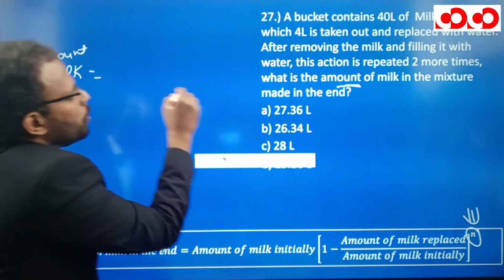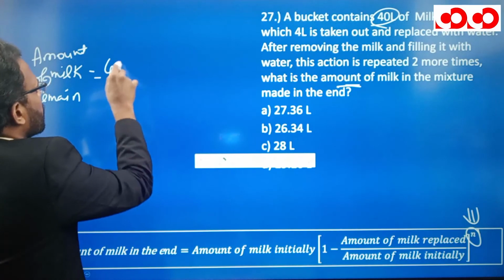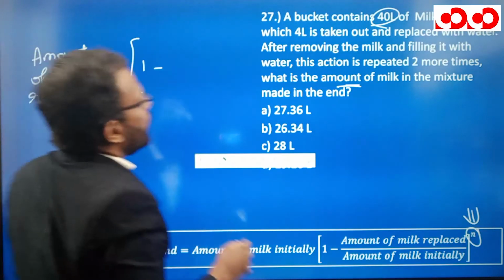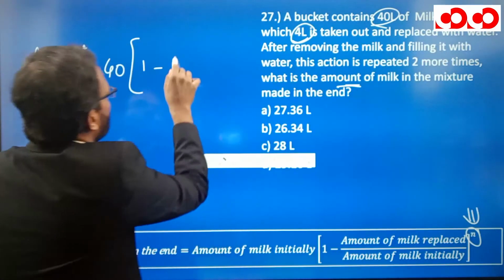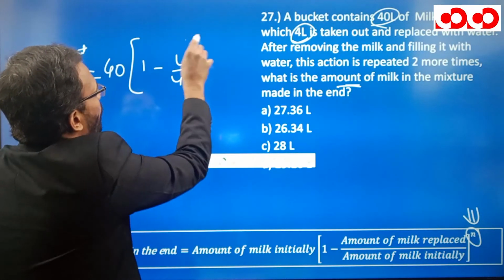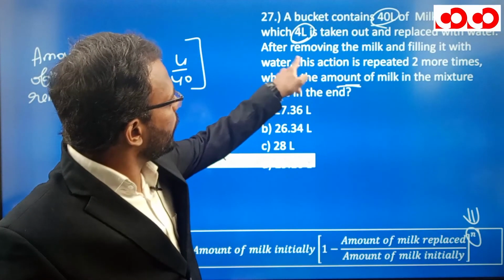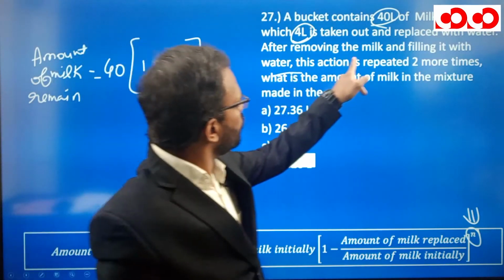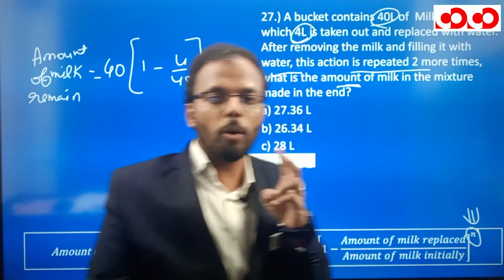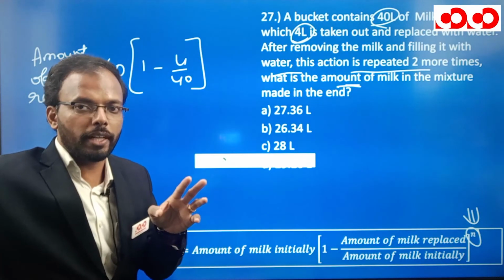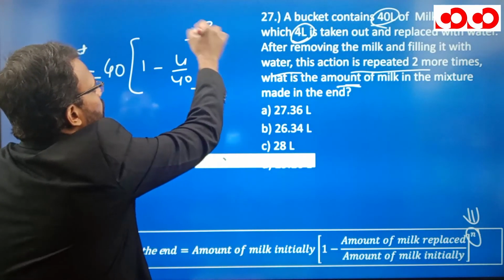it is equal to the initial amount, which was 40, into 1 minus, how much are we replacing? 4 liters we are replacing. So I'll put 4 divided by 40 whole to the power of n. Now what is n? Once you replaced it after removing milk and filling it with water, it was done 2 more times. So how many times did you do it totally? First you did it once, then again you repeated it 2 more times. So the number of times the operation was repeated is 3.